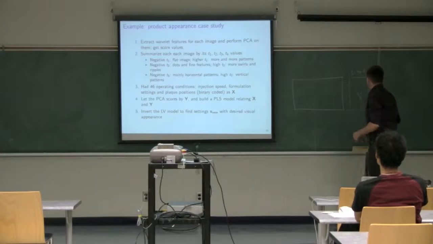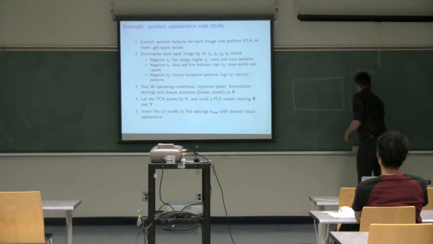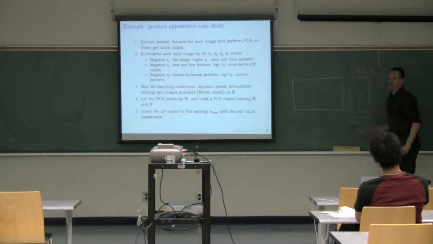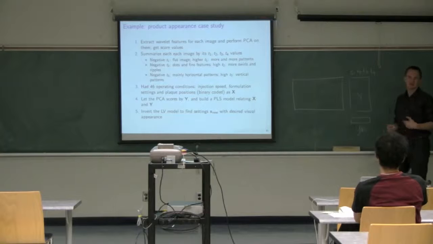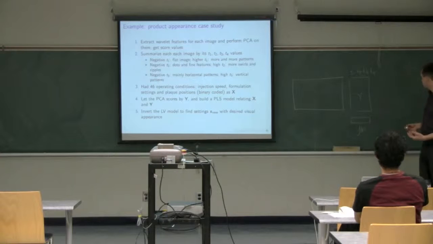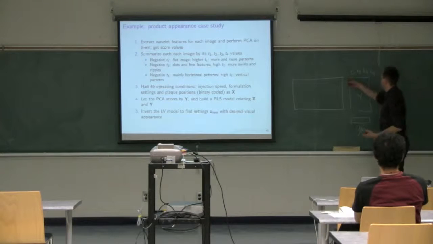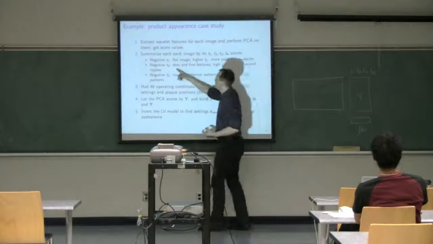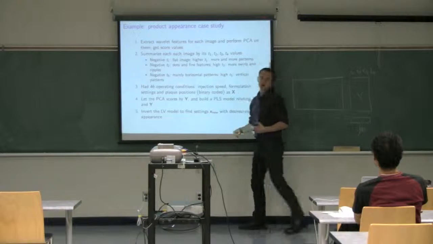So what you do here in this case is that Y desired is actually quite hard to specify, because our Y desired is a set of features from a PCA matrix on wavelet texture features. So it's very hard to say I want a T1, T2, T3, T4 value of such and such. But once you have this interpretation for each of the scores, it makes it easier.